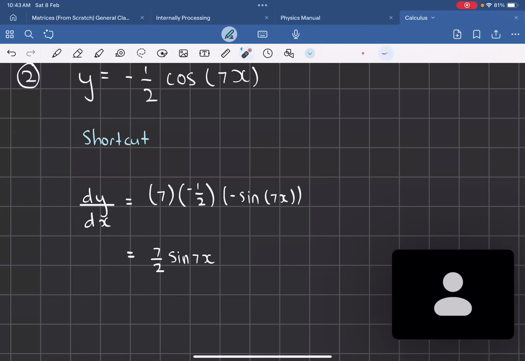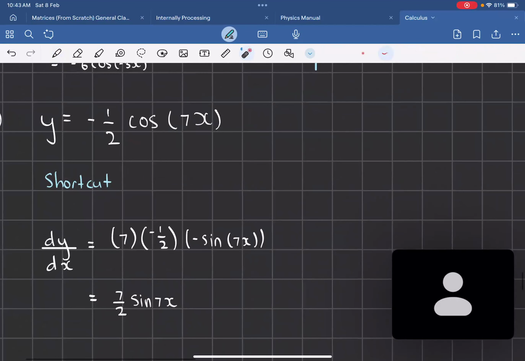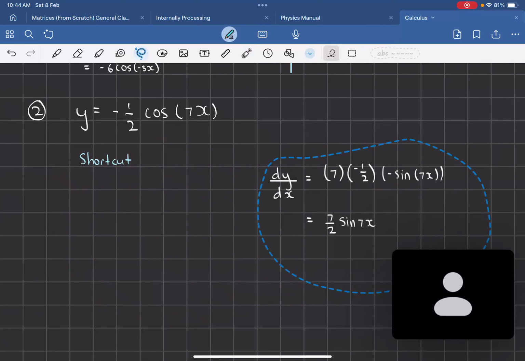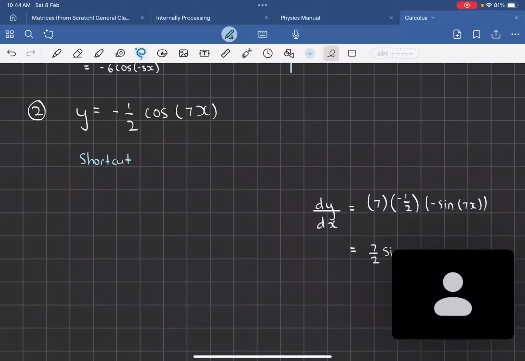In the shortcut method, you differentiate the inside, then you multiply whatever you have in front by that. So 7 by minus a half is minus 7 over 2. Then you differentiate cos, and you get minus sine. The minus by the minus would be a plus, and that's how it works out. Real easy, right? I think everybody in the exam, if they forget the long method, could do the shortcut and get at least 2 marks. So this is the shortcut method. Let's do the long way now.